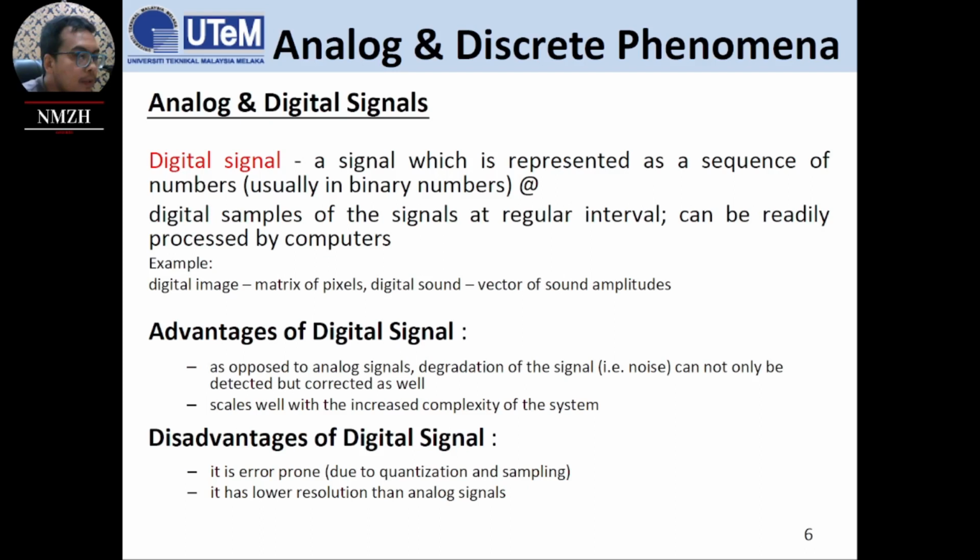Okay. Advantages of the digital signal as opposed to the analog signal: the degradation of the signal noise can not only be detected but corrected as well. That would be easy to correct, since we have the sampling points from continuous to digital. It also scales well with increased complexity of the system, whereby we can have optimized data when we manipulate the sampling rate and sampling data.